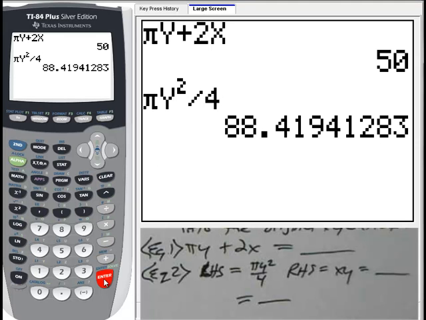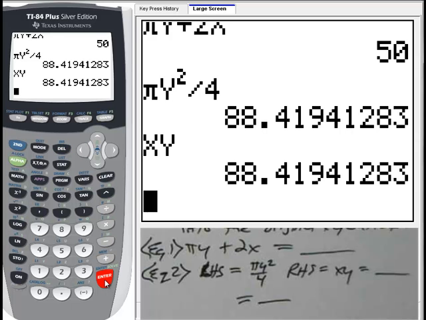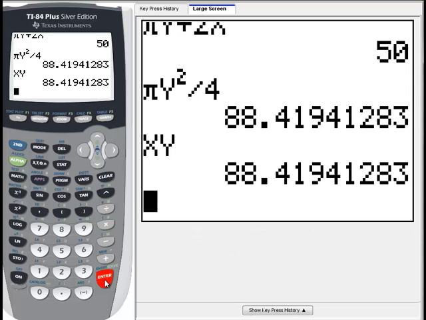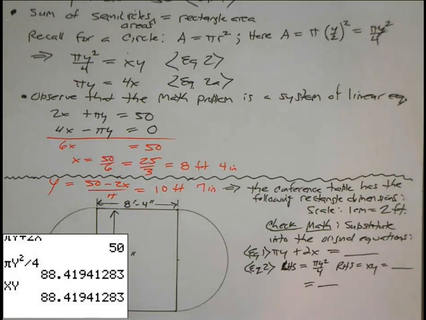Okay, that supposedly is the sum of the semicircular region areas. Now let's get the right-hand side of that equation, which is x times y. Cross your fingers. Okay. Good. Ready to go back to our paper.